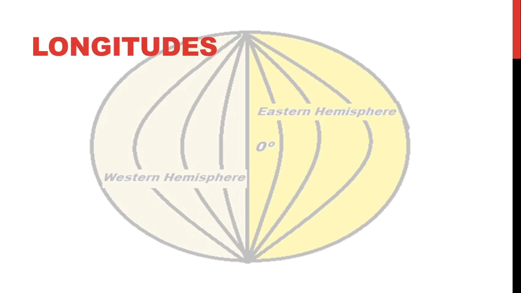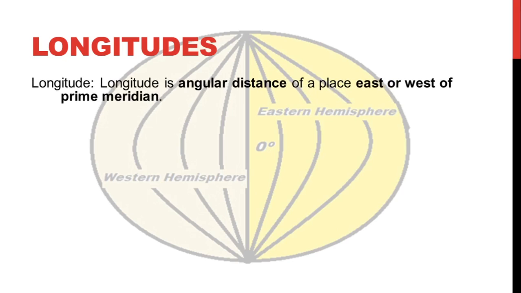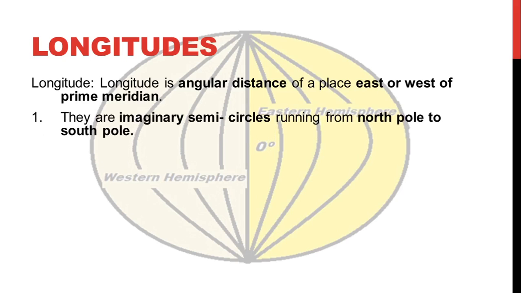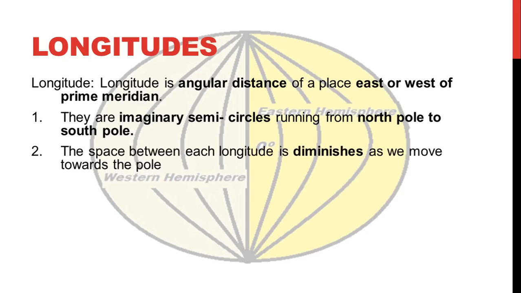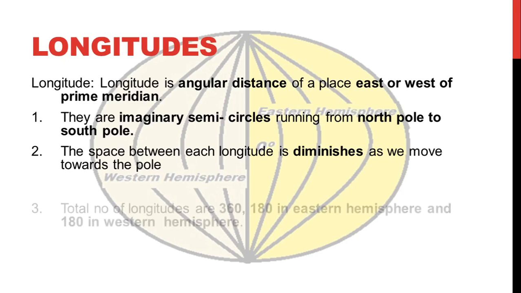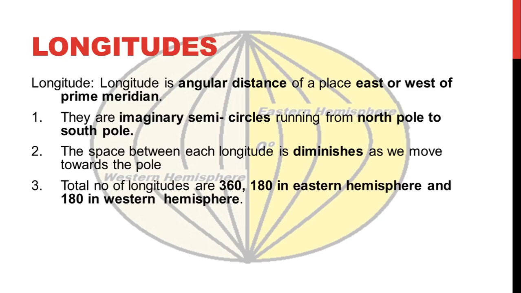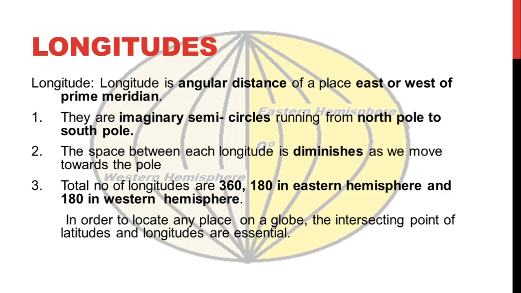Longitudes. Longitude is angular distance of a place east or west of prime meridian. They are imaginary semicircles running from North Pole to South Pole. The space between each longitude diminishes as we move towards the pole. The total number of longitudes is 360, 180 in Eastern Hemisphere and 180 in Western Hemisphere. In order to locate any place on the globe, the intersecting points of latitudes and longitudes are essential.